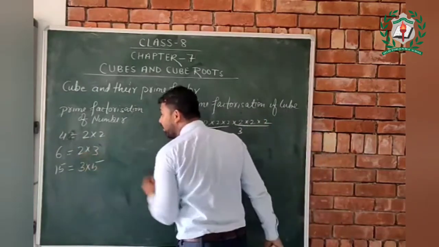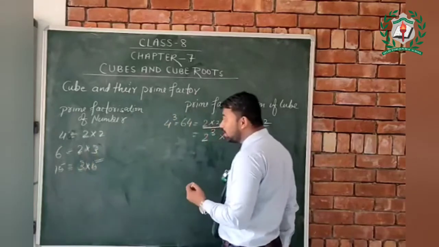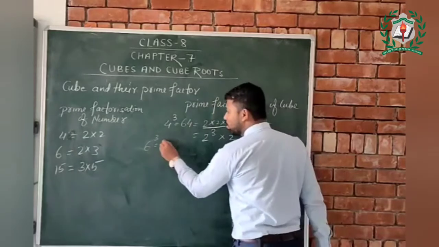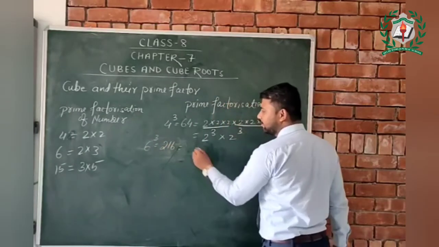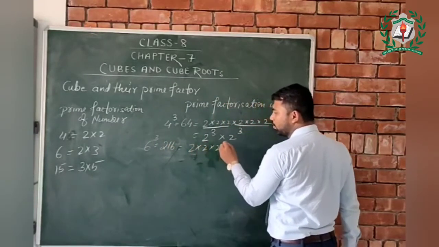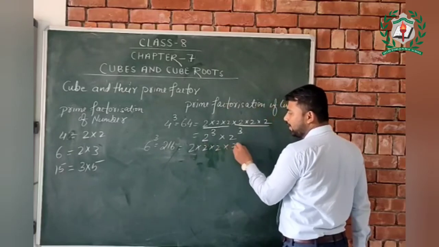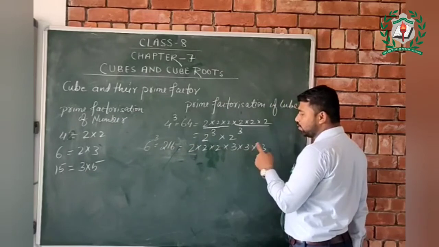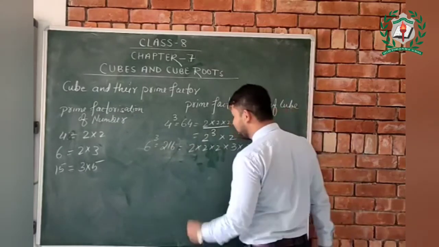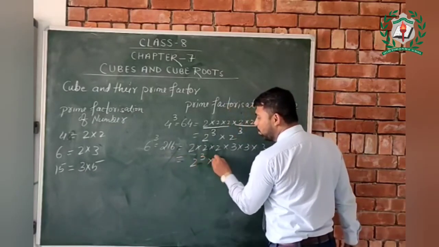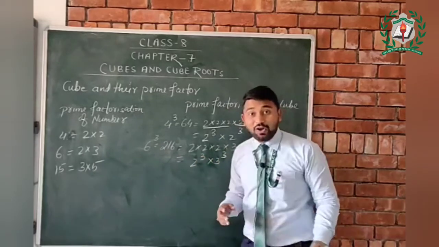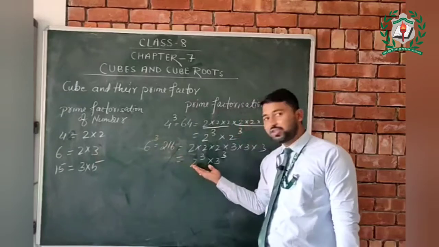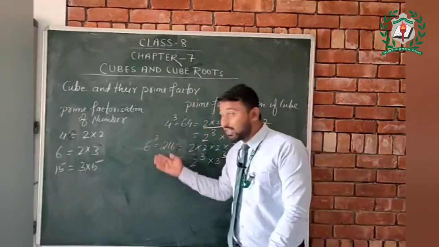Let's see the next one. 6 is 2 into 3. 6 cube is 2 into 2 into 2 into 3 into 3 into 3. That is 2 cube into 3 cube. 6 was 2 into 3, and 6 cube was 2 cube into 3 cube. And so on, like this.